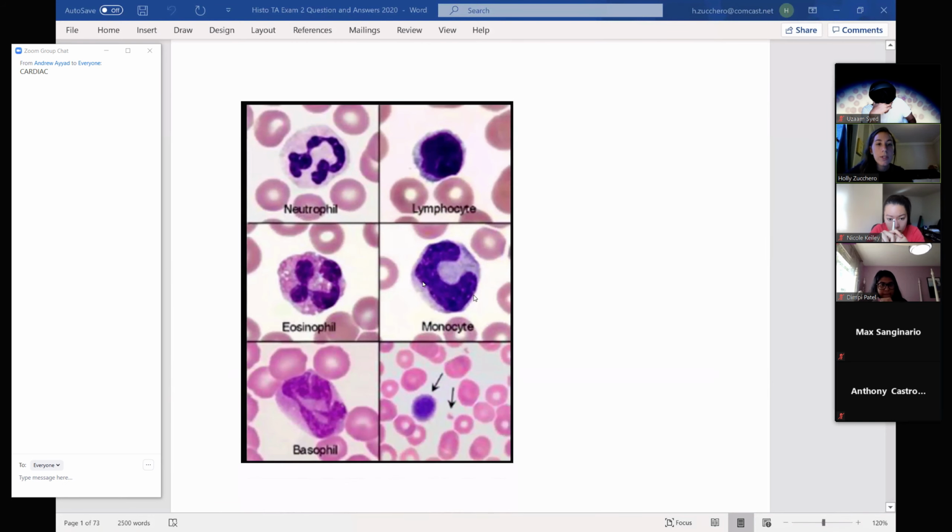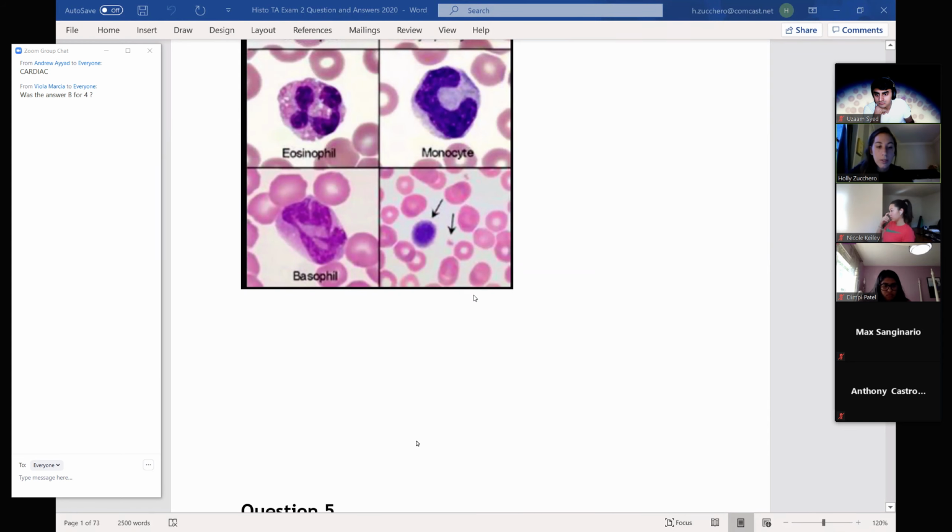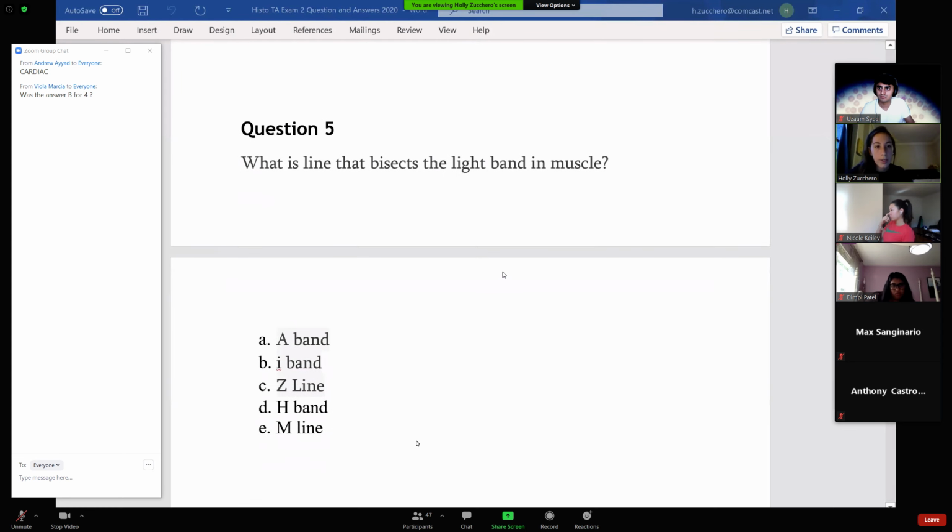Here are some other ones. So the neutrophil, they always have that trilobed nucleus. Again, here's your lymphocyte. It's very dark. Eosinophils are always going to look a little more pink. And then, yeah, the rest, that's another pretty self-explanatory one.